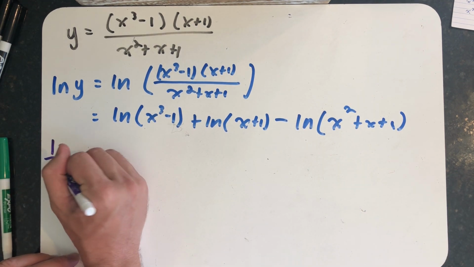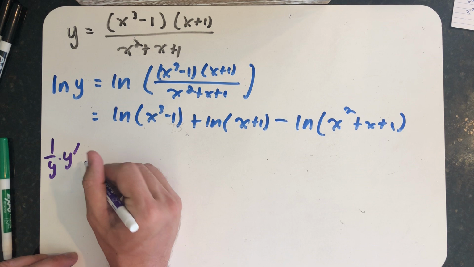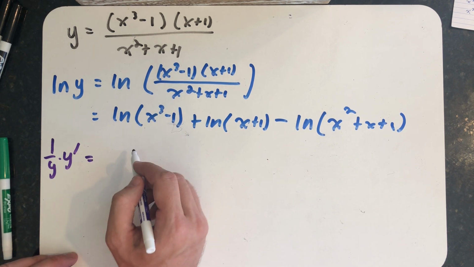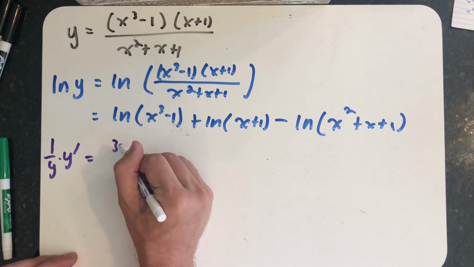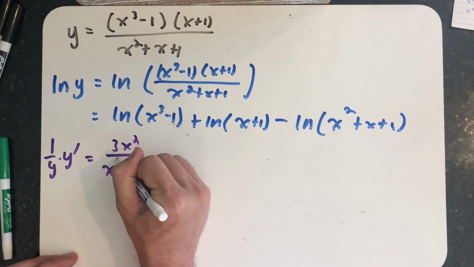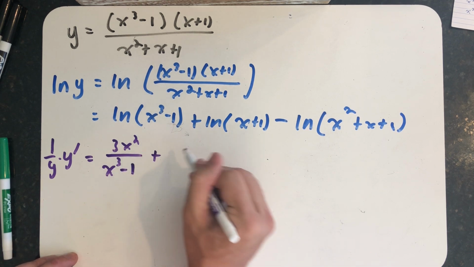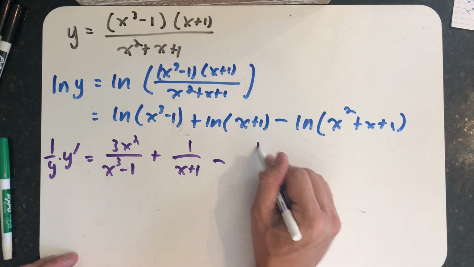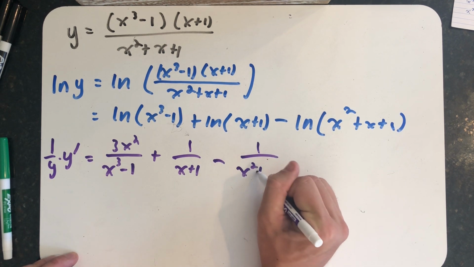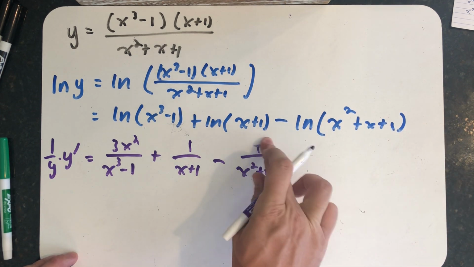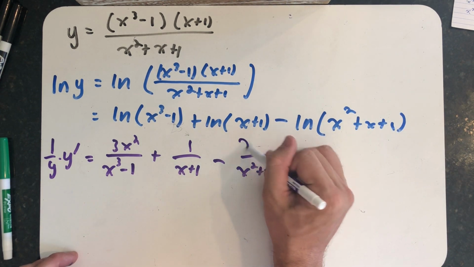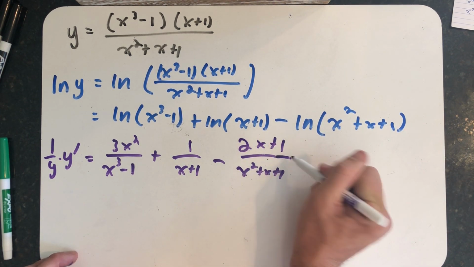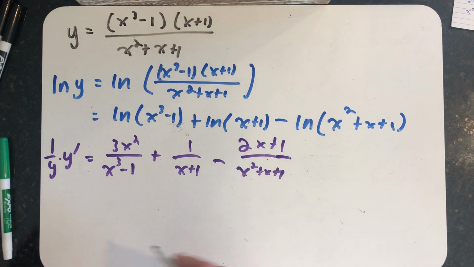So on the left-hand side, I have 1 over y times y prime. And then this would be 1 over x cubed minus 1 times 3x squared plus 1 over x plus 1 minus 1 over x squared plus x plus 1 times the derivative of the inside, which is 2x plus 1. Hey, I have a derivative.